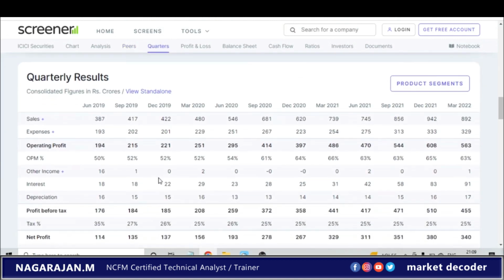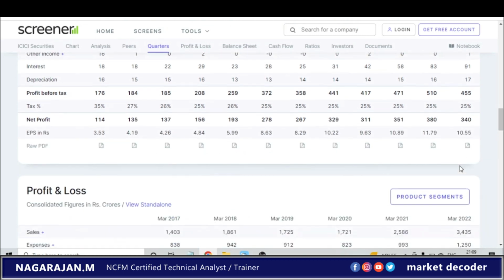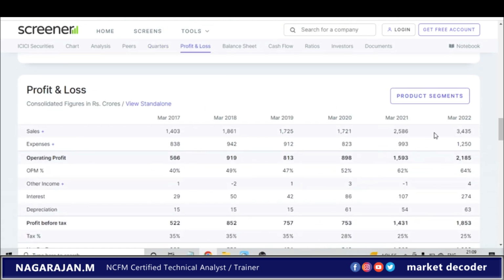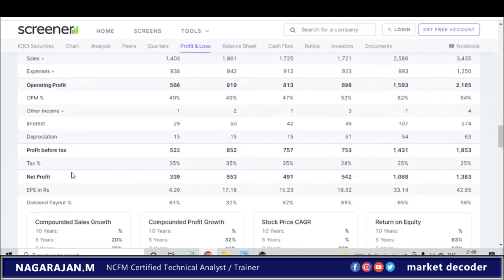Looking at the sales, it is not really bad when compared quarterly, but yearly it is really good. Yearly, almost 1,000 crores of profit has been added from March 21 to March 22. So definitely the yearly profit has increased a lot. Expenses, operating profit is really huge, almost 600 to 700 crores of increase in the operating profit. Then net profit is around 1,383 crores.